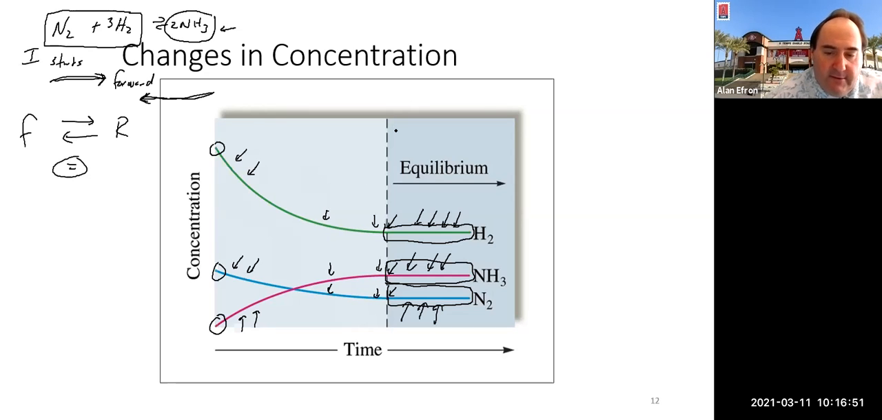So once that equilibrium is met, the rate of the forward reaction will equal the rate of the reverse reaction, and again, everybody will basically maintain where they're at. Any questions on that?